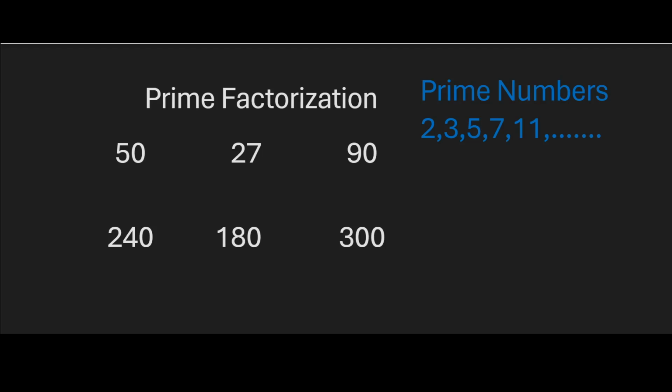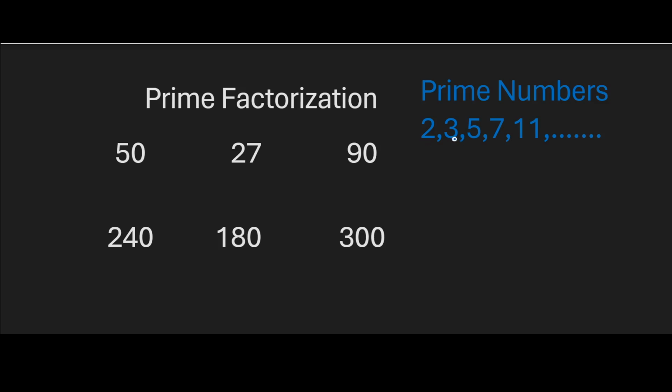We're gonna find the prime factorization. Whenever you're finding the prime factorization, you're gonna use prime numbers. Prime numbers are numbers that are divisible by themselves and 1. In this case, number 2, you can divide it only by 2 and 1.